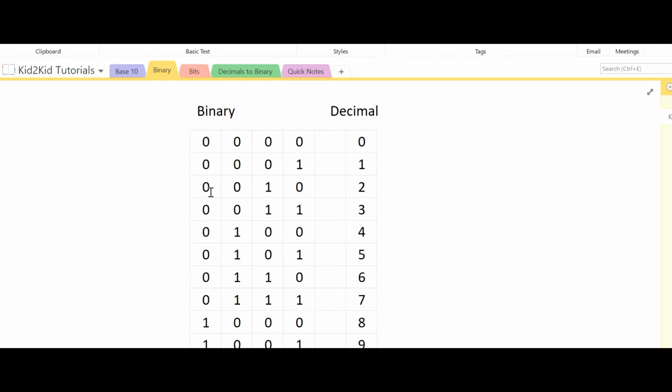So now the number is 0010. Since we have a 1 over 2 to the power of 1, then that equals 2, because 2 to the power of 1 equals 2. Now let's do 0011. So now we have a 1 over 2 to the power of 0 and 2 to the power of 1. So 2 to the power of 1 is equal to 2, and then 2 to the power of 0 is equal to 1. So we add those, and we get 3.